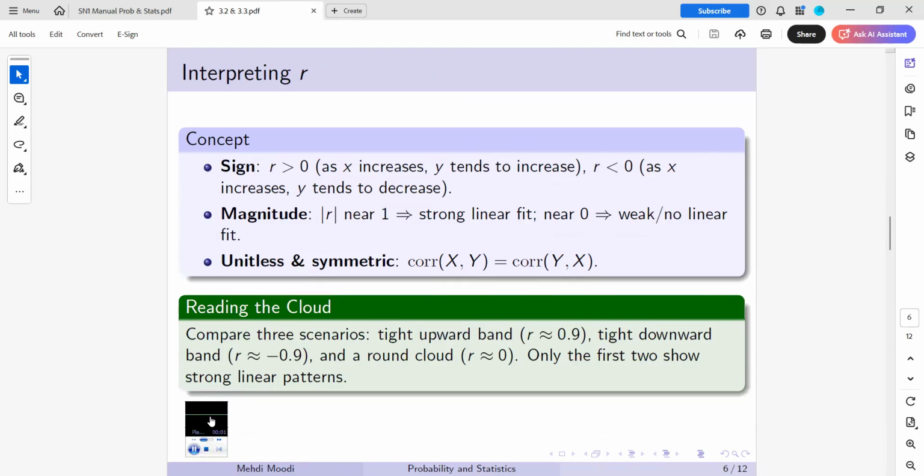Rule of thumb: if you can balance a ruler on the plot, R is large in absolute value. If you need a pillow instead of a ruler to cover the cloud, it's close to 0.